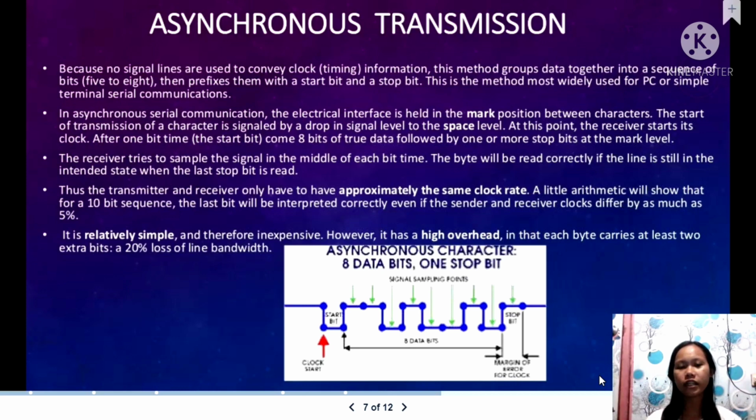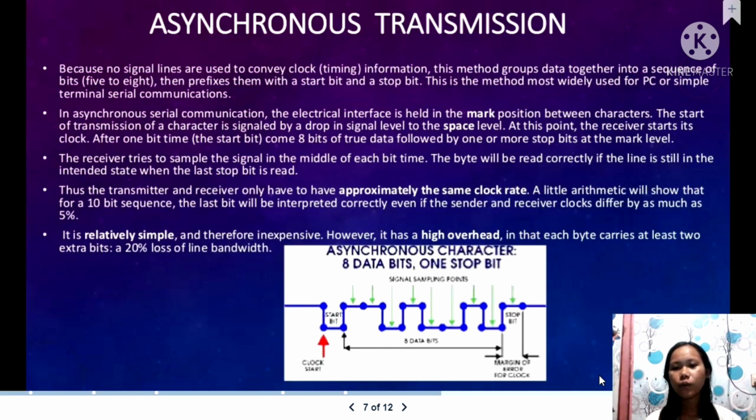In asynchronous serial communication, the electrical interface is held in the marked position between characters. The start of transmission of a character is signaled by the drop in signal level to the space level. At this point, the receiver starts its clock. After 1 bit time, the start bit, come 8 bits of true data followed by 1 or more stop bits at the marked level. The receiver tries to sample the signal in the middle of each bit time.